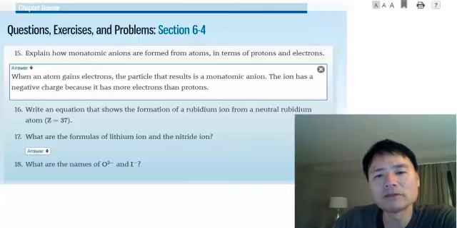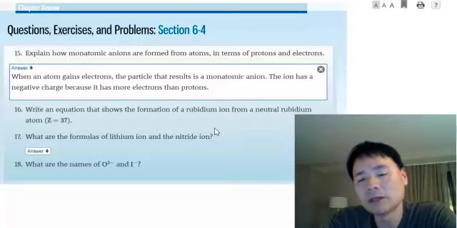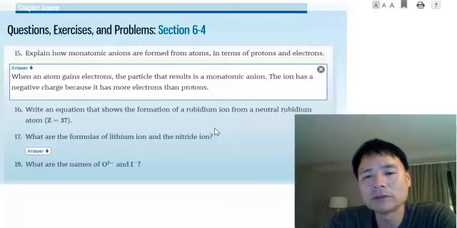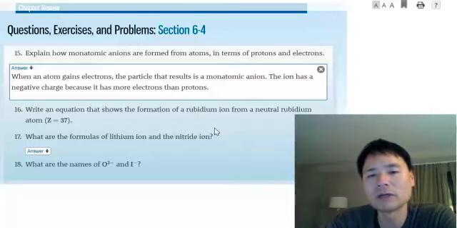16. Write an equation that shows the formation of rubidium ion from neutral rubidium atom. Okay, here the equation would just be Rb. You could put solid there, or we could just leave it as Rb. Rb goes to, that is, we'd write an arrow. That would go to Rb with a positive charge, so we put the superscript plus on there, plus an electron. An electron would have a superscript minus, and so we've lost an electron. If we lose an electron, we're going to have more protons than electrons, which forms a cation.